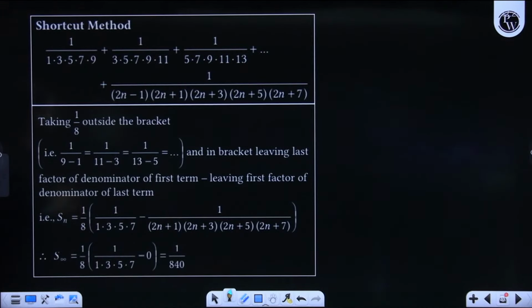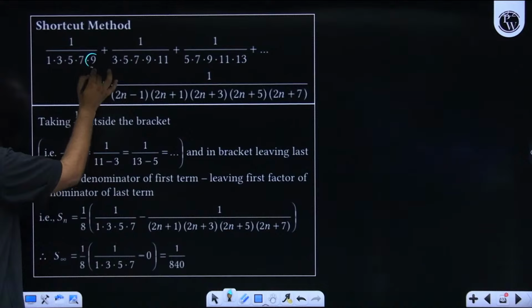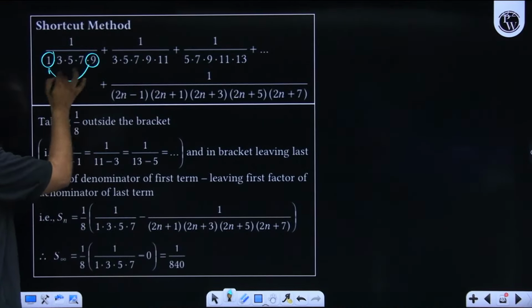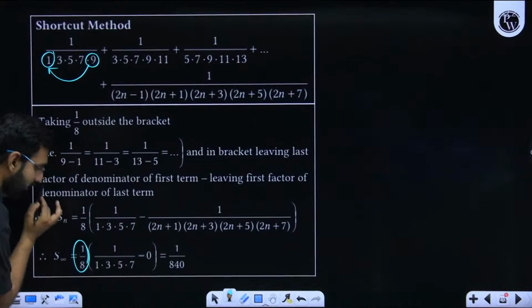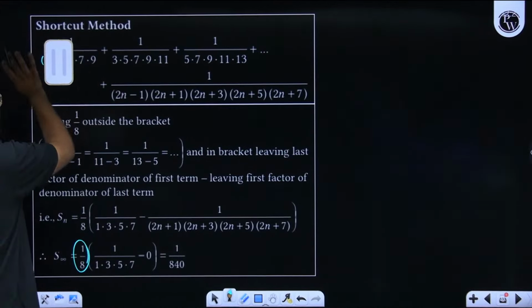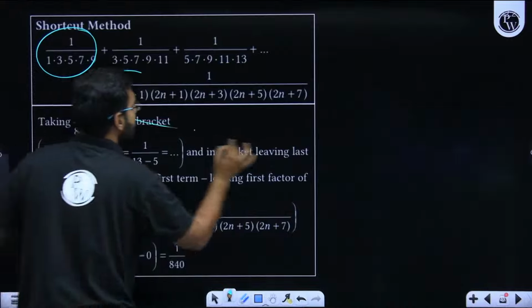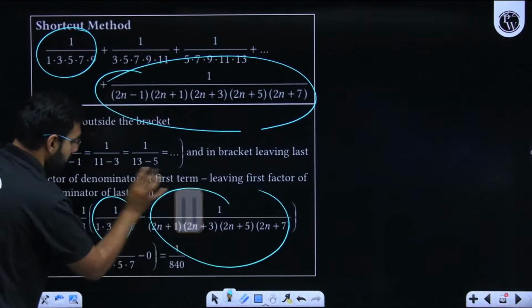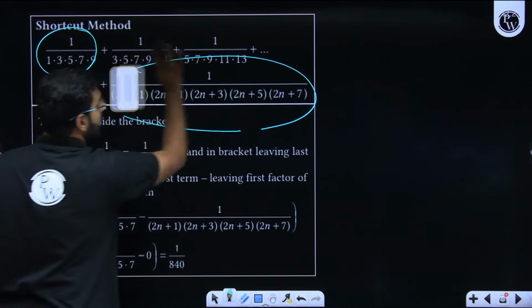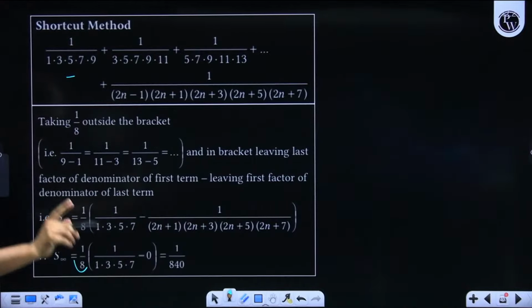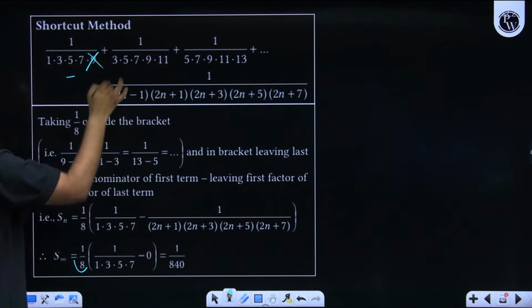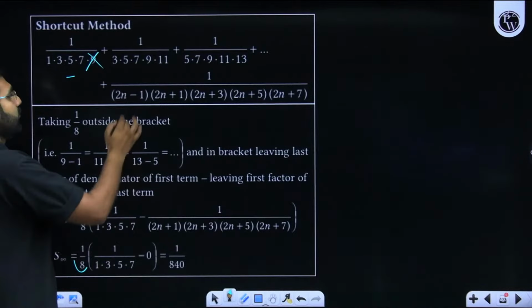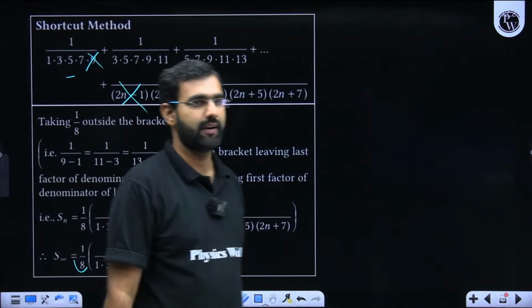Now with that, if I wish to write its sum, remember this is amazingly easy. Its summation is given by, pay attention to that part, this minus this. First of all, 9 minus 1 is 8, so write 1 by 8 first of all. Then write the first term and last term, and put a negative sign between them. And do one thing. From the first term, remove the last factor. From the last term, remove the first factor.